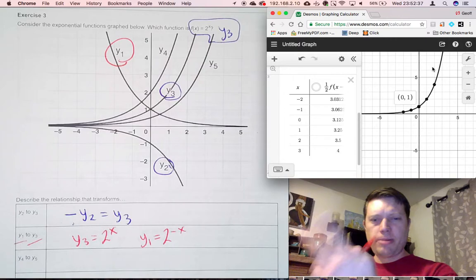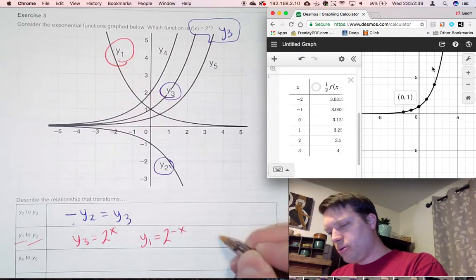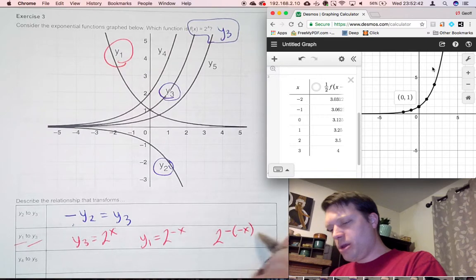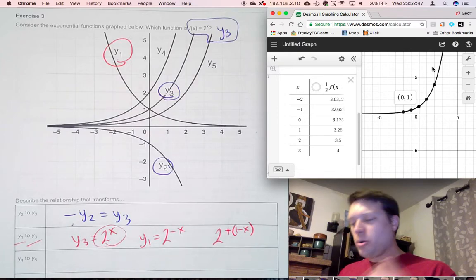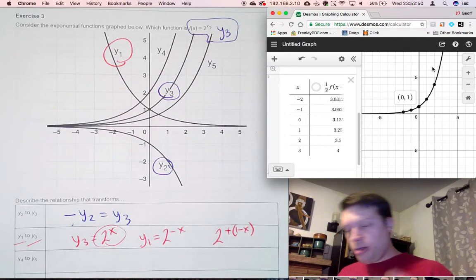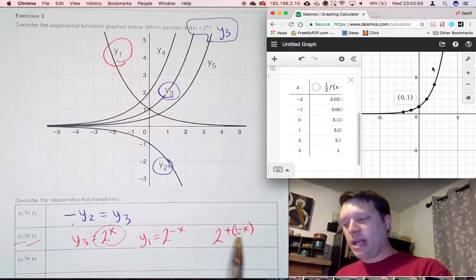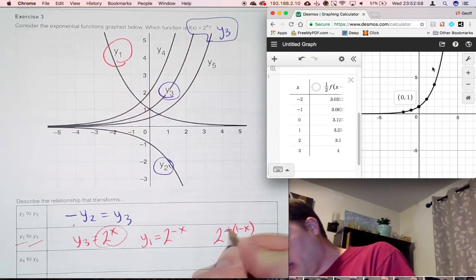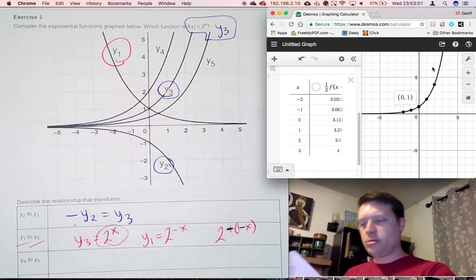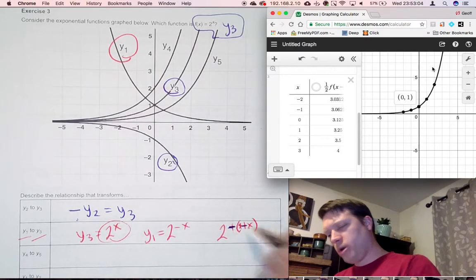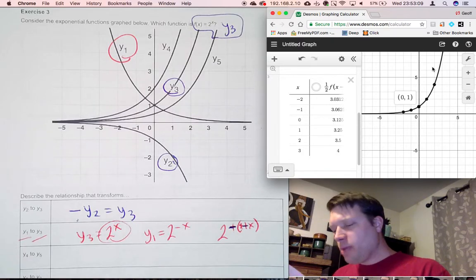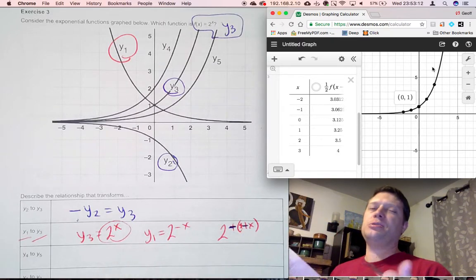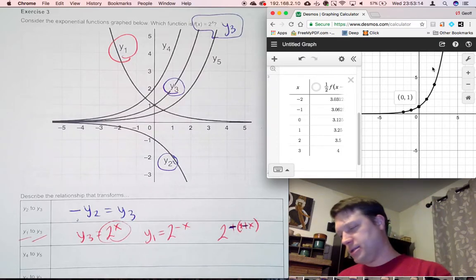So in order for us to flip it back around, we need to make the exponent negative. That's where you get your positive, and so it matches. To make y sub 3 match, you need to flip it over the y-axis by adding another negative to what's already there. Put a negative up in the parentheses with the x, and you get the function to flip around the y-axis.